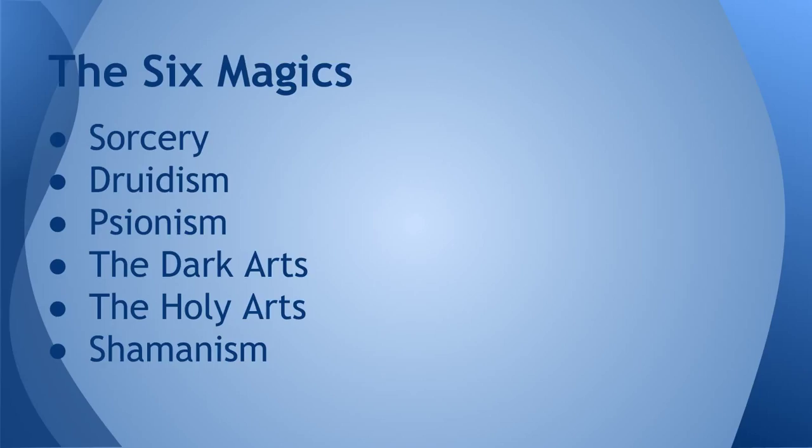So the system has 6 schools of magic, 6 types of magics, which are sorcery, the wielders of which are called sorcerers, druidism, the wielders of which are called druids, psionism, the wielders of which are called scions, the dark arts, the wielders of which are called warlocks, the holy arts, the wielders of which are called paladins, and shamanism, the wielders of which are called shamans. And they all work mechanically different and flavorfully different.